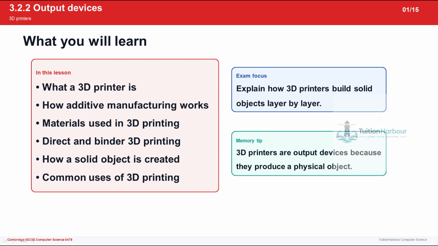In this lesson, you will learn how a 3D printer creates a solid physical object. You will study additive manufacturing, printing materials, direct and binder printing, the production stages, and common uses.